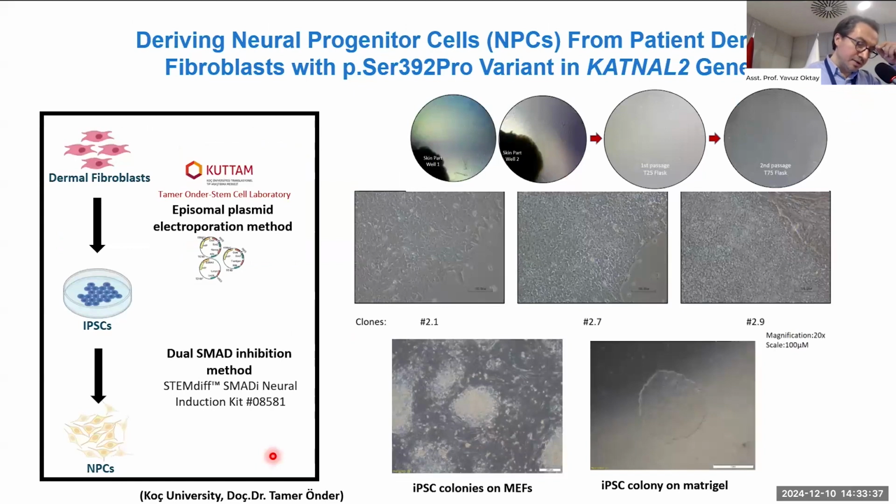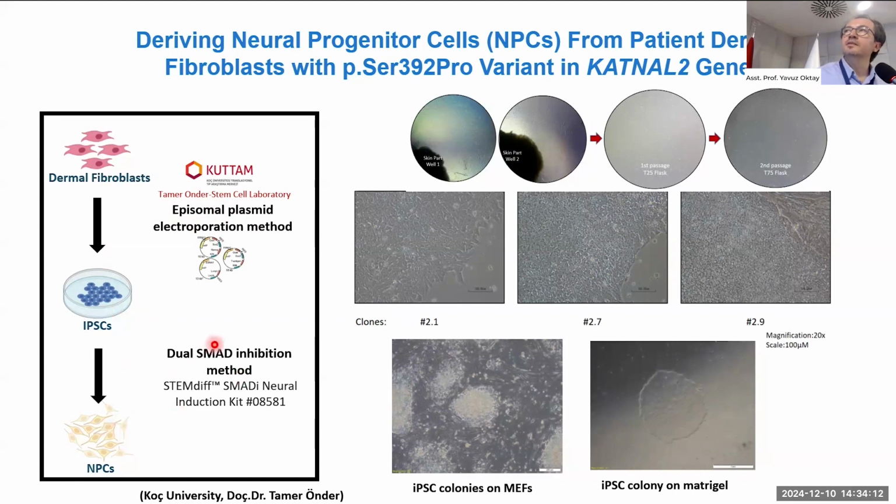Basically we asked how we can understand the functional effects of this variant on patient cells. We started by collecting dermal fibroblasts from the patient, and Dr. Tamer Önder at Koç University used the episomal plasmid approach. I didn't put a separate slide for this, but there are different ways to generate iPSCs, and episomal plasmids are one of the most commonly used. He generated the iPSCs, and we took these iPSCs from him and converted them to neural progenitor cells.